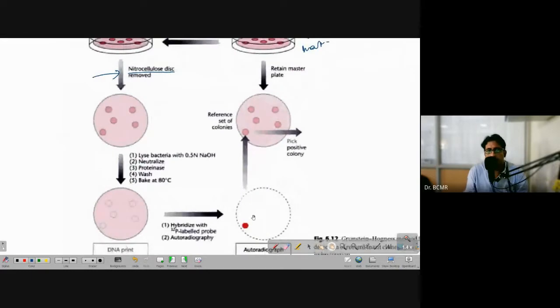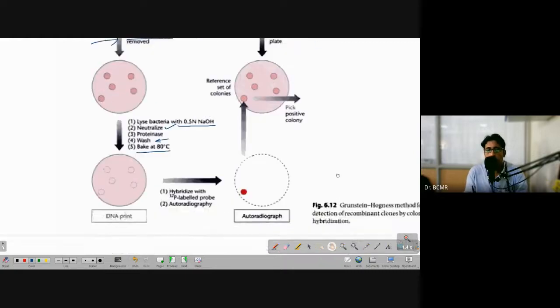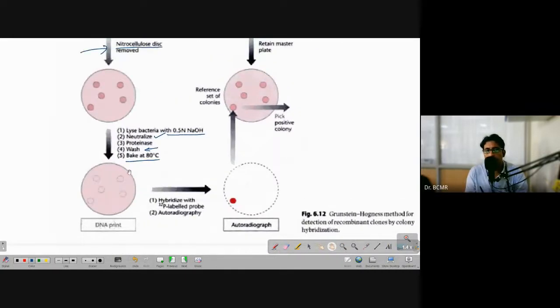we will lyse the cells using NaOH. Because it's alkaline, we will then neutralize it. We will add proteinase to digest the proteins that are present in the cell so that the DNA is much more exposed. And then we will wash so that the loose things will go off. And then we will bake it at 80 degrees centigrade. So the DNA that is present will be denatured. At the same time, it will also get bound to, or fixed onto, the nitrocellulose filter.